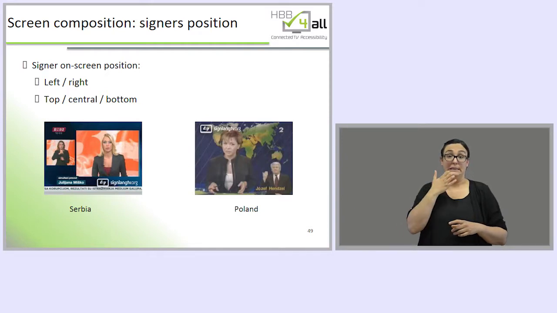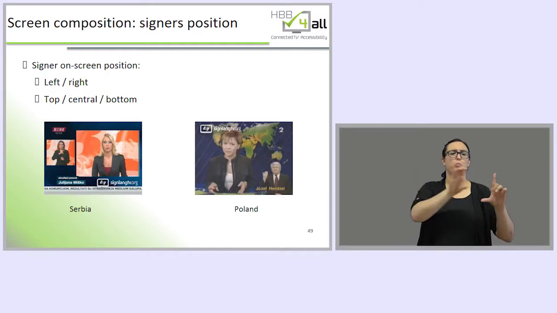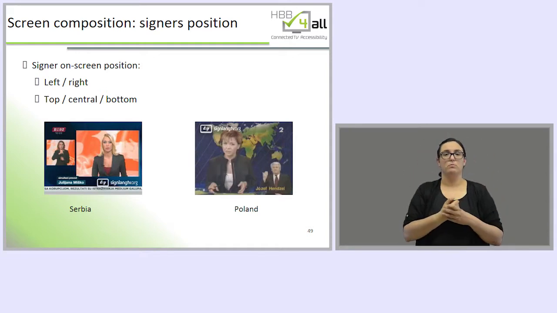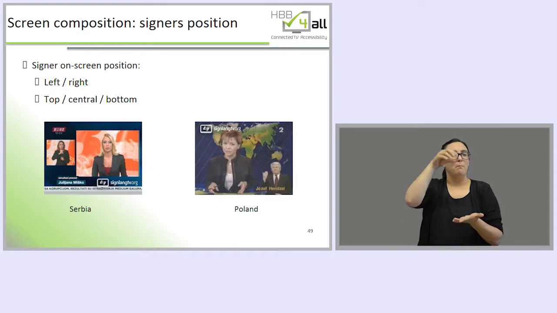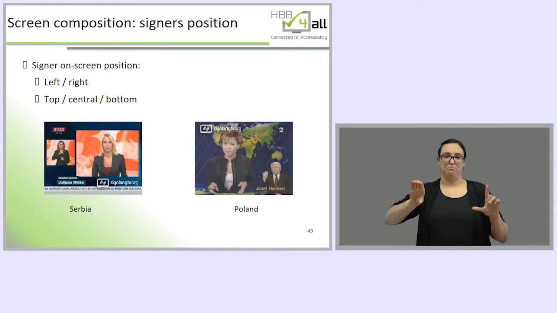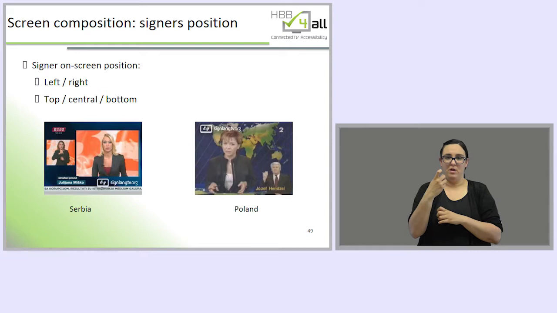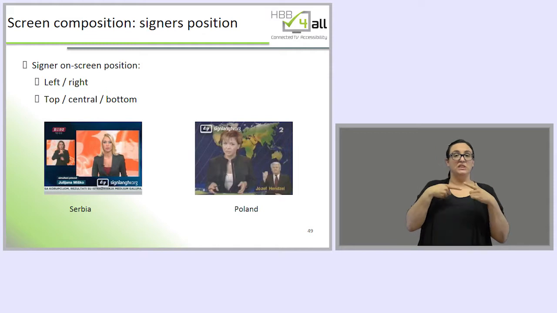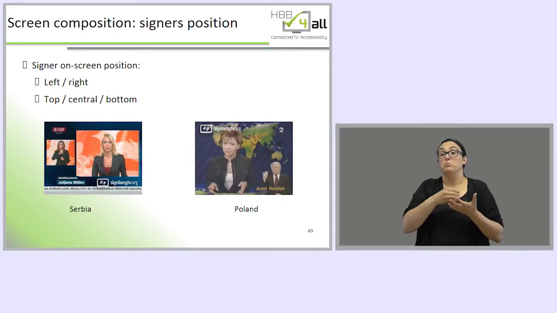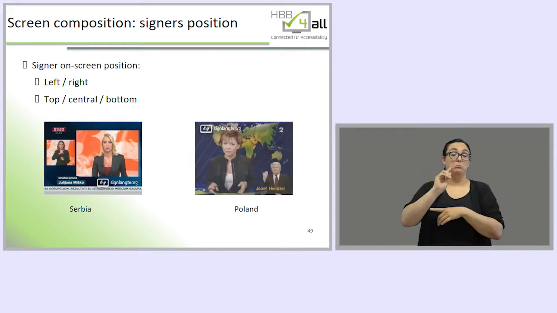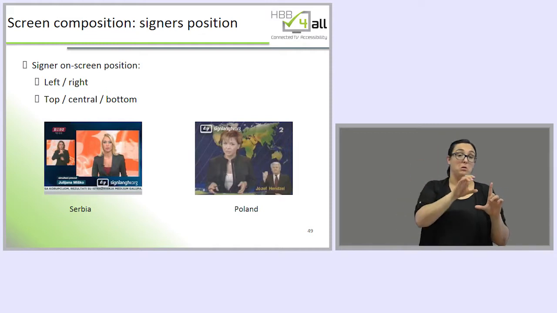Using the same examples, we can talk about the designer's position on screen. We can differentiate between the left and right positions, and also the top, central, or bottom position. The most commonly used position is the bottom right, but no research has been carried out to see if any of these positions facilitates or jeopardizes accessibility using sign language. So normally, this is a choice that is made by broadcasters using design criteria rather than accessibility criteria.